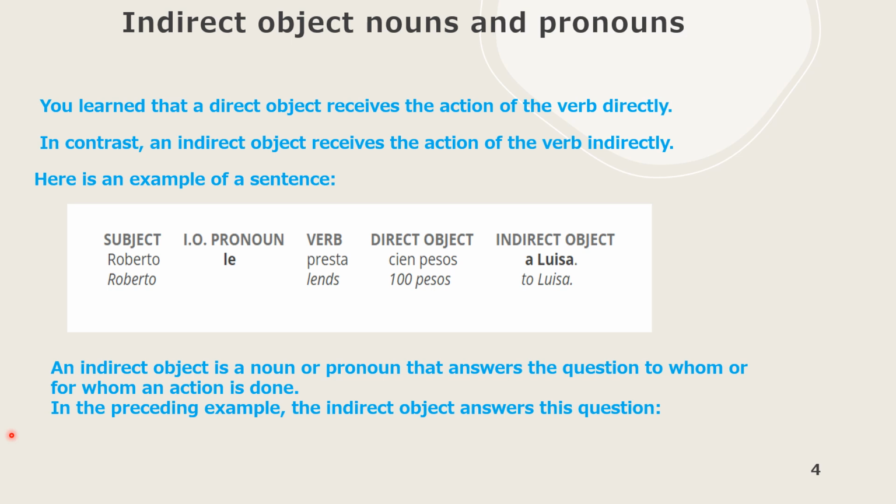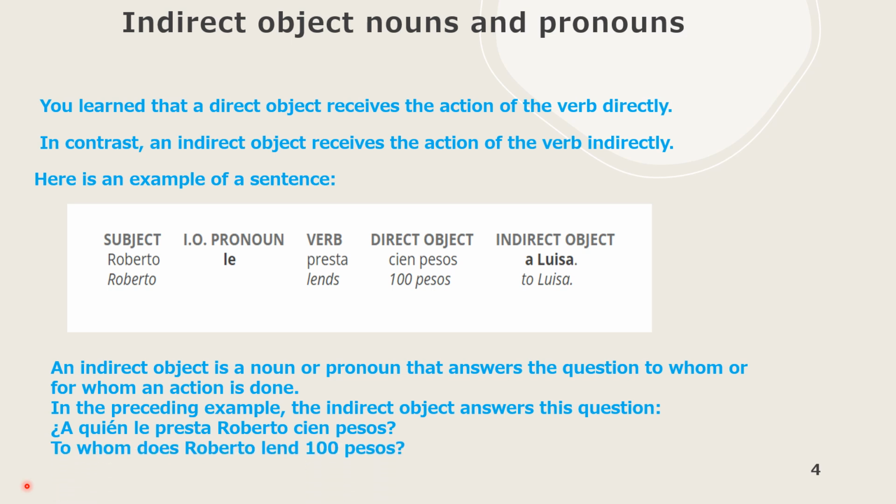So here you can see the indirect object is a noun or pronoun that answers the question to whom or for whom an action is done. In this example, the indirect object answers the question, ¿a quién le presta Roberto 100 pesos? To whom, right? A Luisa. That's the indirect object.